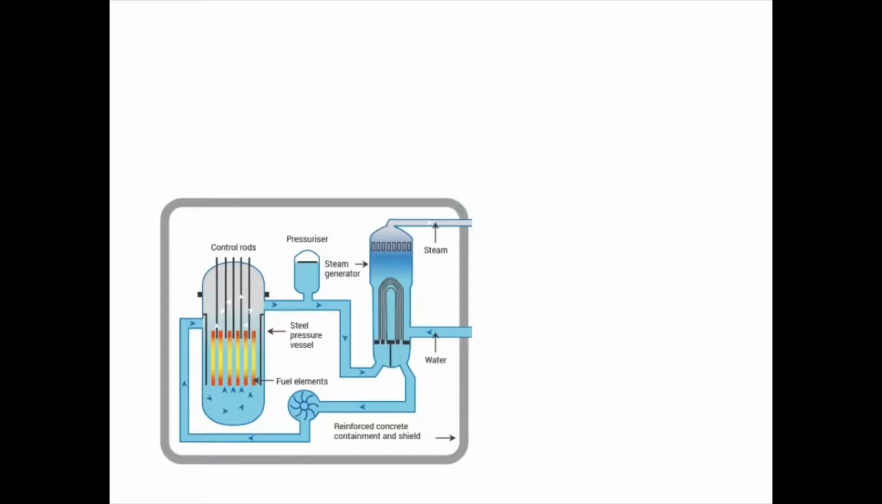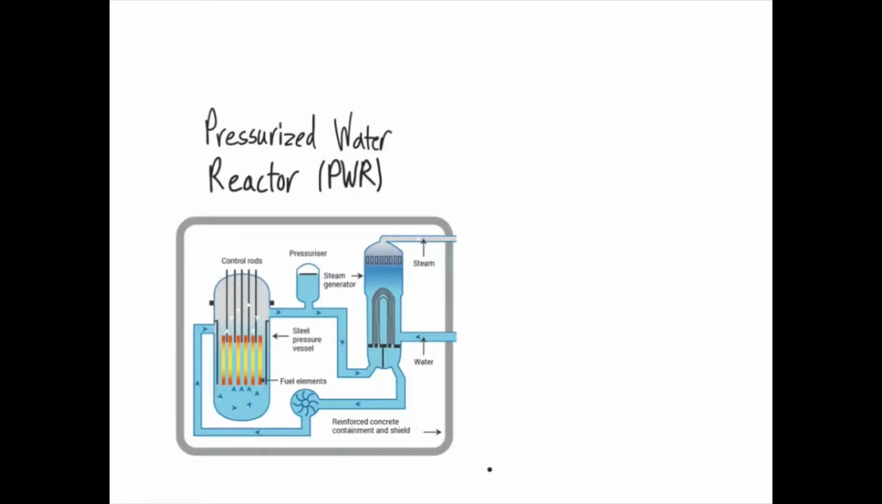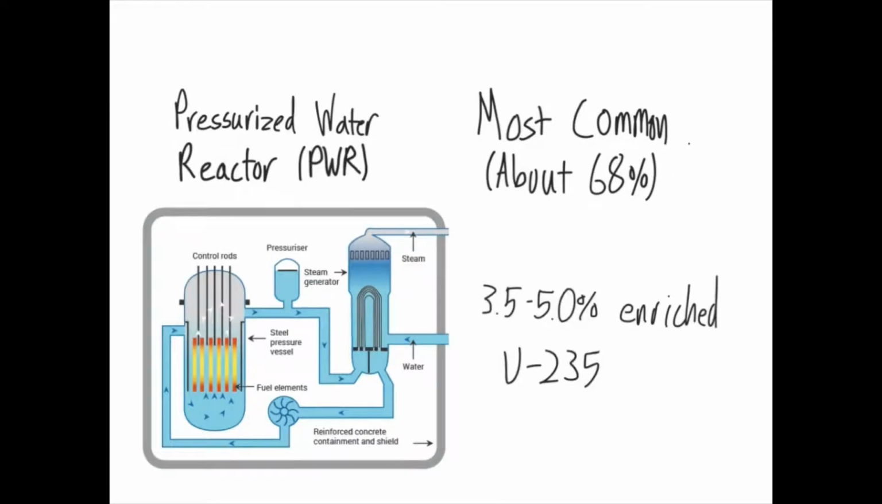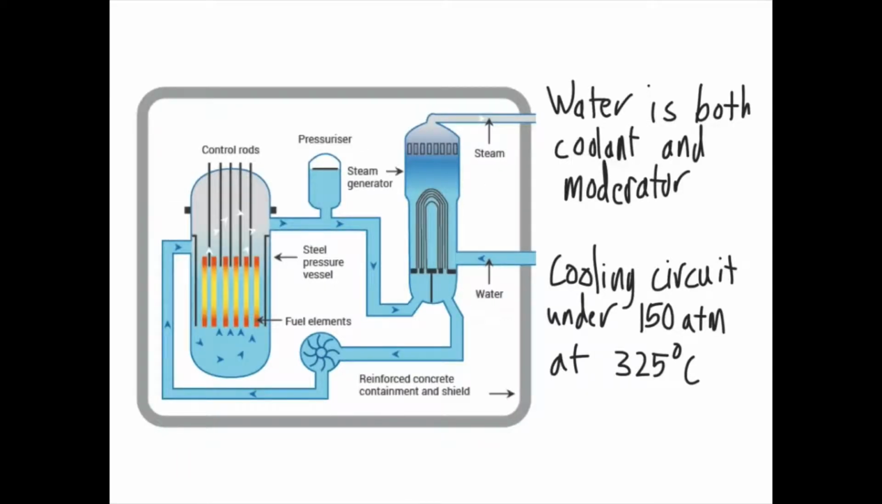Going into specific examples of uranium reactors, by far the most common reactor today is the pressurized water reactor, with about 68% of reactors today being pressurized water reactors. These reactors use uranium fuel enriched to be 3.5 to 5% uranium-235, and they use regular water as both the coolant and the moderator. These are called pressurized water reactors because the water in the primary cooling circuit, the circuit that runs through the reactor core, is heated to 325 degrees Celsius by the core, so the coolant has to be held at 150 times the atmospheric pressure to keep it from boiling.